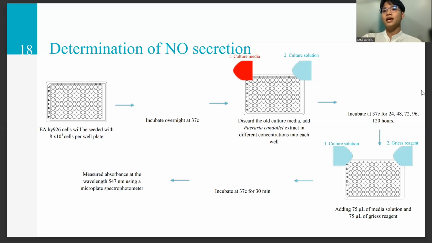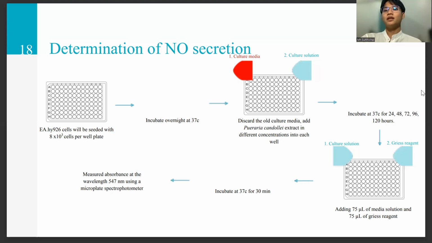Briefly, EA.hy926 cells will be seeded at 8 times 10 to the power of 3 cells per well in 96-well plates and cultured overnight. Then the old culture media will be discarded and new cell culture media added with the phytoestrogen loaded in microemulsions (DES), and incubated for 24, 48, 72, 96, and 120 hours.